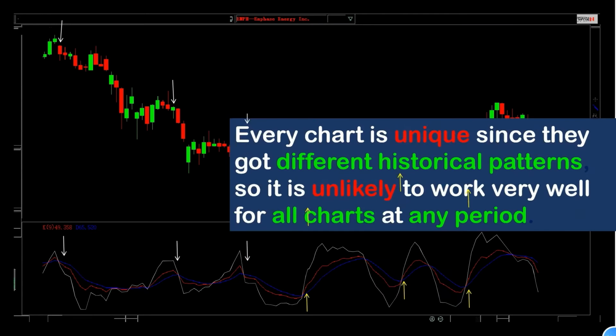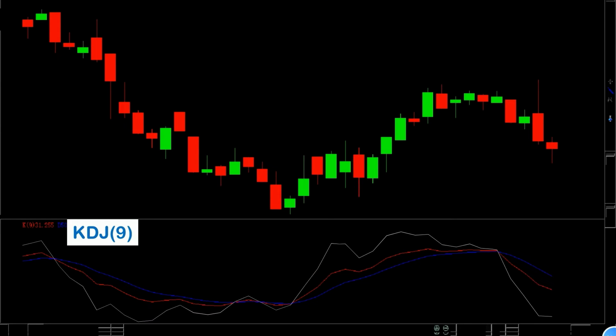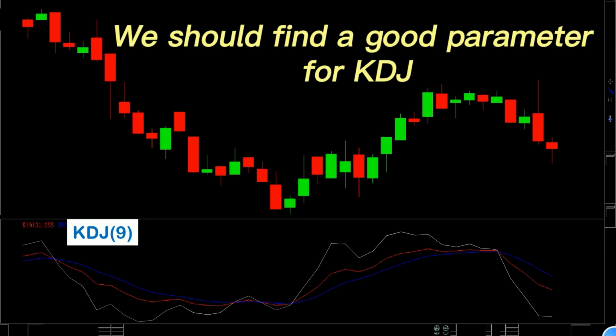Secondly, every chart is unique since they have different historical patterns. So the default parameter KDJ is unlikely to work very well for all charts at any period. Like a beautiful dress cannot suit everyone, right? Therefore, in order to improve our trading win rate, we should find a good parameter for KDJ.